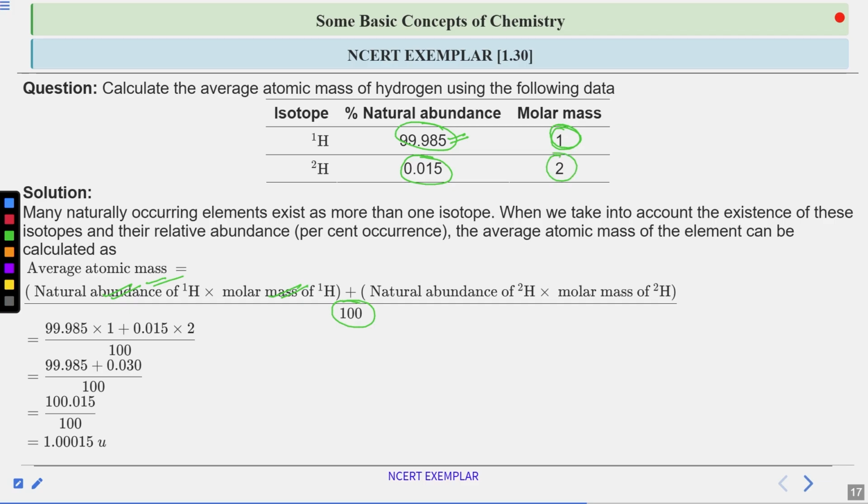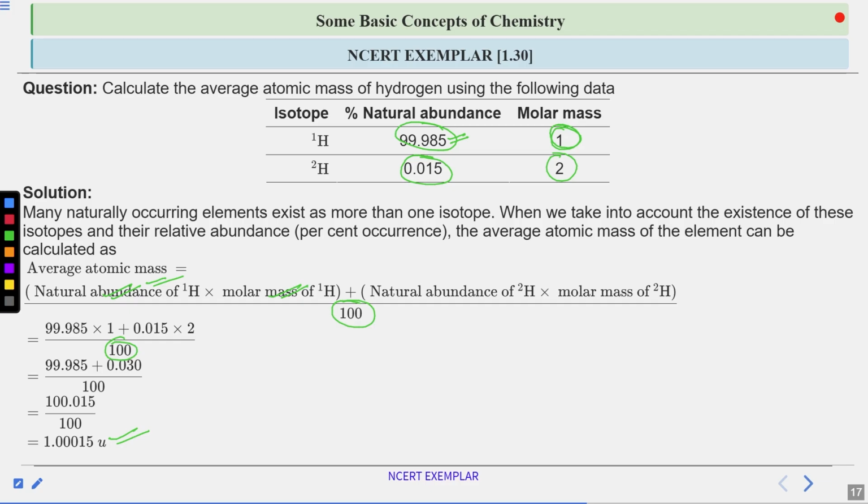Now if both have 100 in their denominator, I have taken the 100 common, and then you can simply do the calculation. So the formula is fraction natural abundance into molar mass and the summation of each of these isotopes. Very simple. You can do the same calculation for each and every one. Got it?